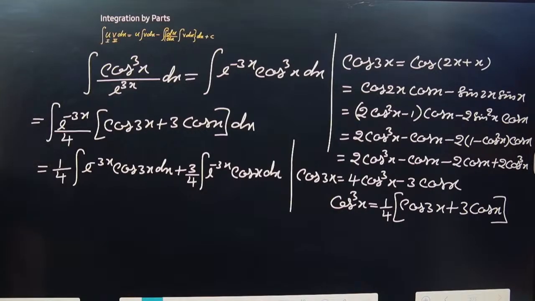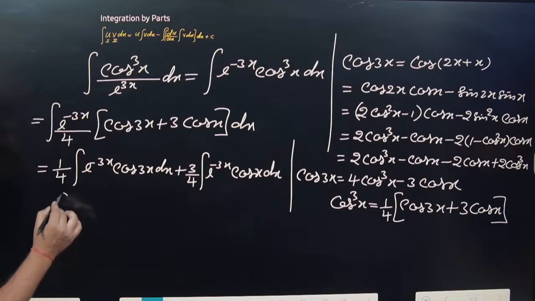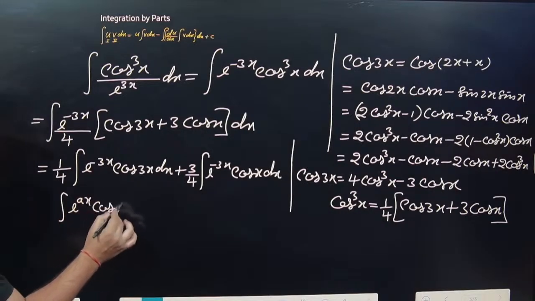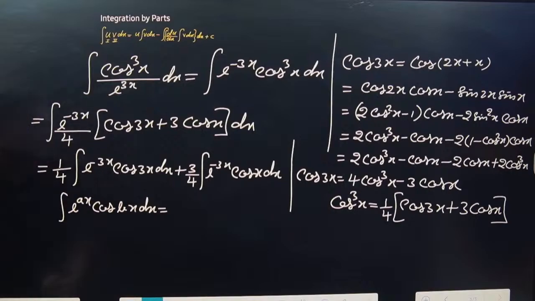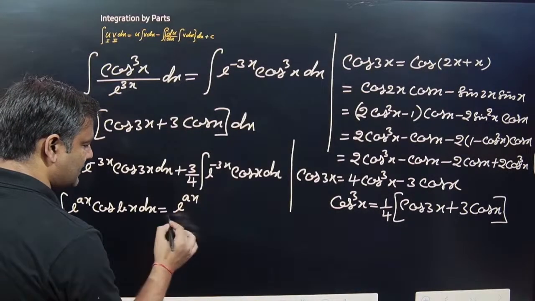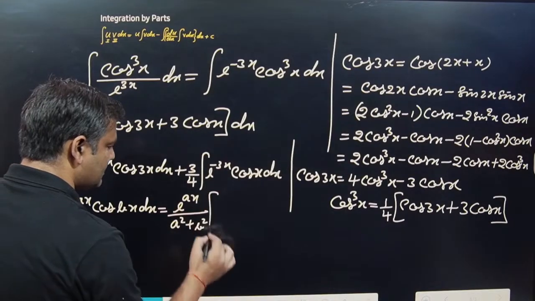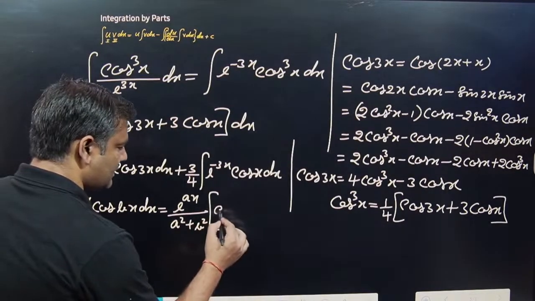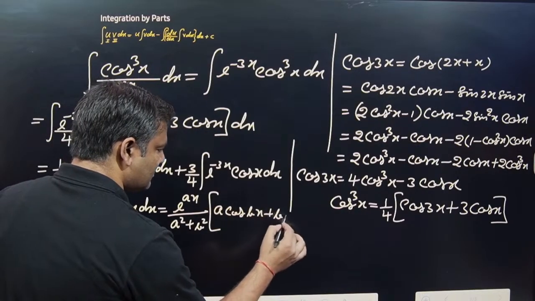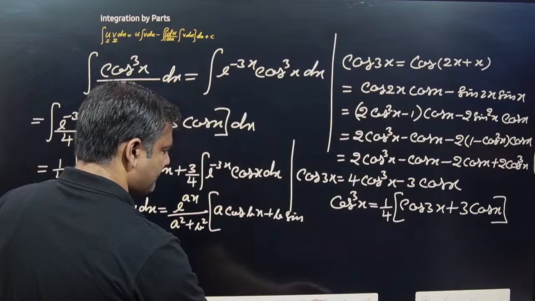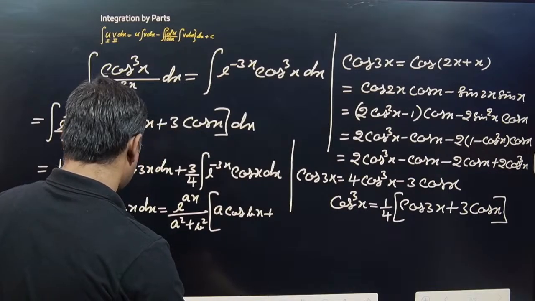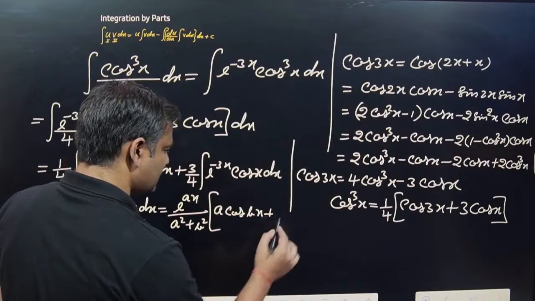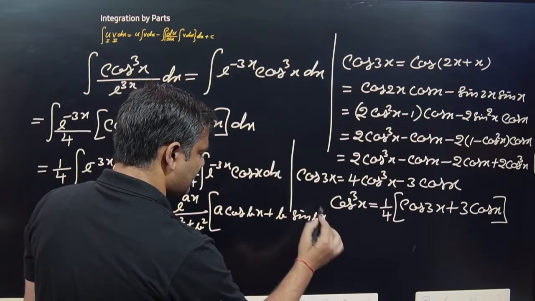After that you can apply the formula for e to power ax into cos bx. Which formula? The integral of e to power ax into cos bx dx corresponds to e to power ax divided by a square plus b square, into (a cos bx plus b sin bx), plus c.